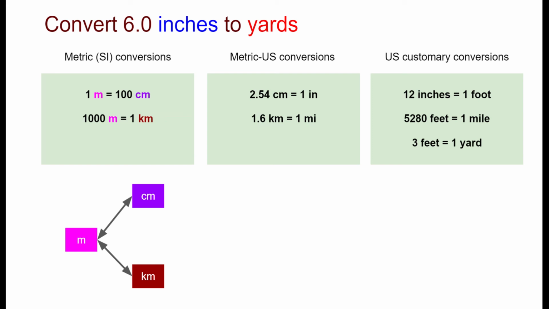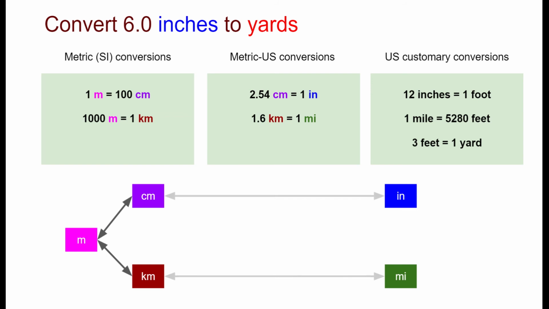I didn't draw an arrow between centimeters and kilometers because I don't have a conversion available to me that connects the two of them. I'm sure we could look one up, but it's not necessary because we can do multi-step conversions. We can just use the simpler ones to connect centimeters and kilometers together in 2 steps. Then if I want to get to the US system, I have a conversion between centimeters and inches, and then we have another conversion between kilometers and miles. We can use whichever one's the most convenient for us.